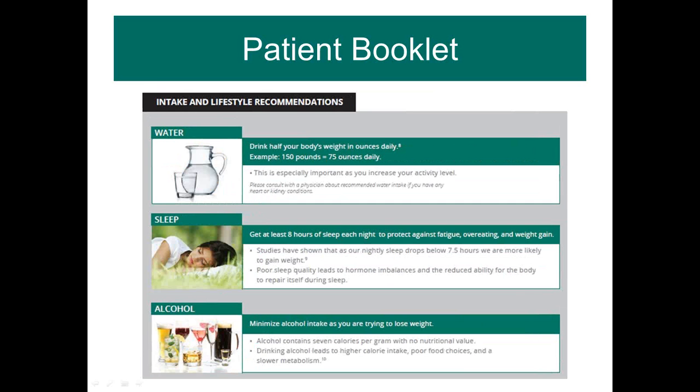We've also put together how to properly hydrate the body to support better weight loss with the ideal of half your body weight in ounces daily. Of course, if your patient has any cardiovascular or renal issues, this is something that you can modify appropriately.